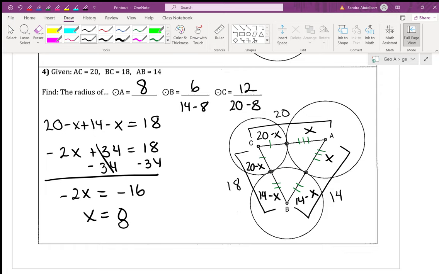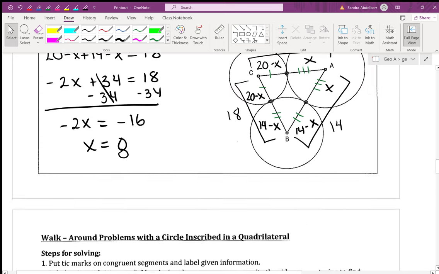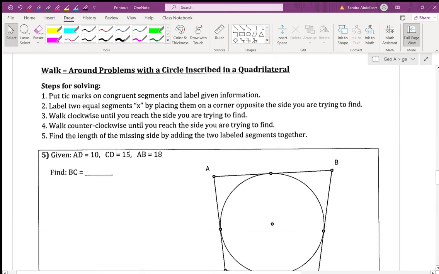How many people got that all correct? Great. All right, the last kind of walk around is a quadrilateral walk around. The setup for the quadrilateral walk around is pretty similar. It's the solving part that's different. So for the triangle walk around, we go to the side where the x doesn't cancel, right? For the quadrilateral walk around, we do let the x cancel. And I'll show you what I mean.